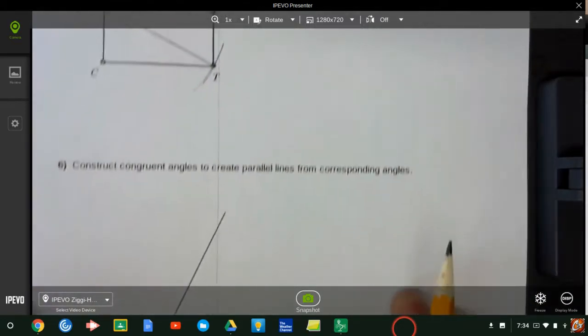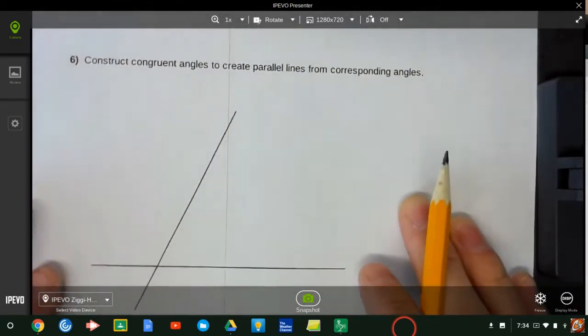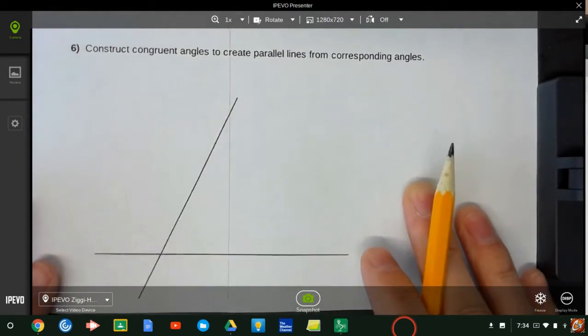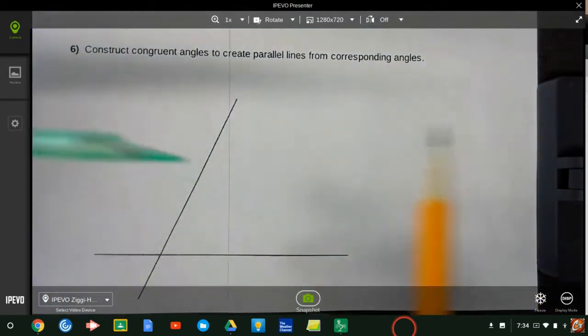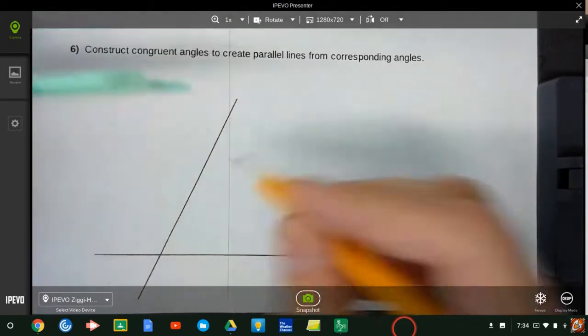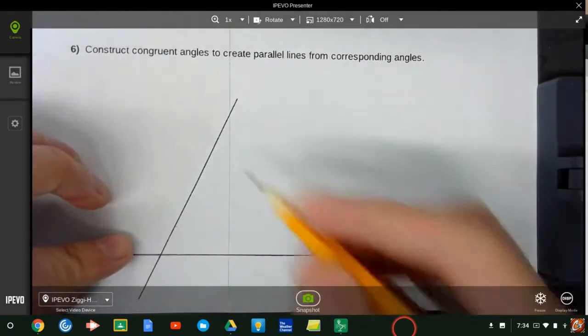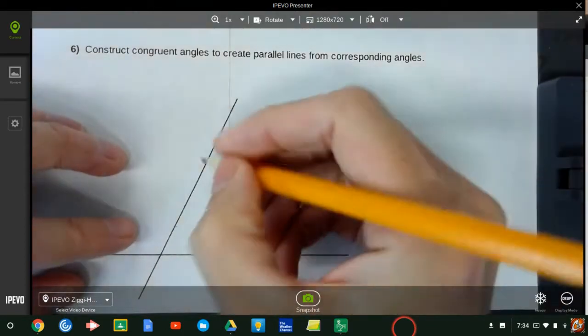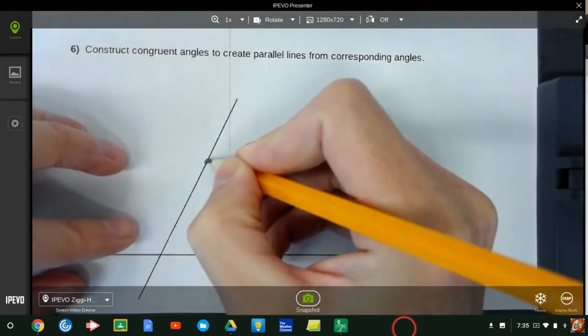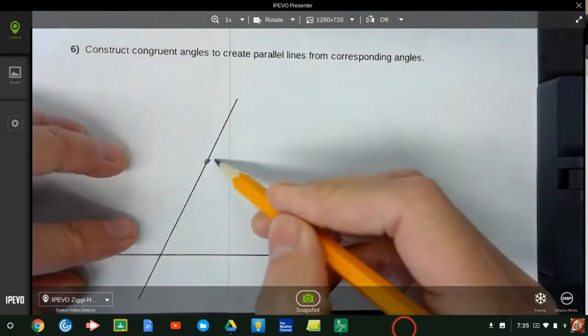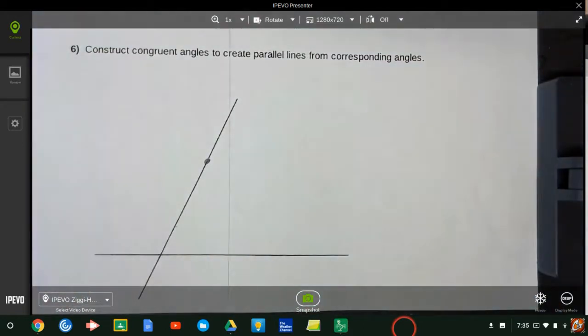Last thing. This one's a good one. Construct angles to create parallel lines from the corresponding angles. Remember that parallel lines are parallel if the corresponding angles are congruent. So if I take this angle and copy it up here somewhere, let's create a point. I'm going to go through that point. So if I copy this angle to here, then I'll have parallel lines.